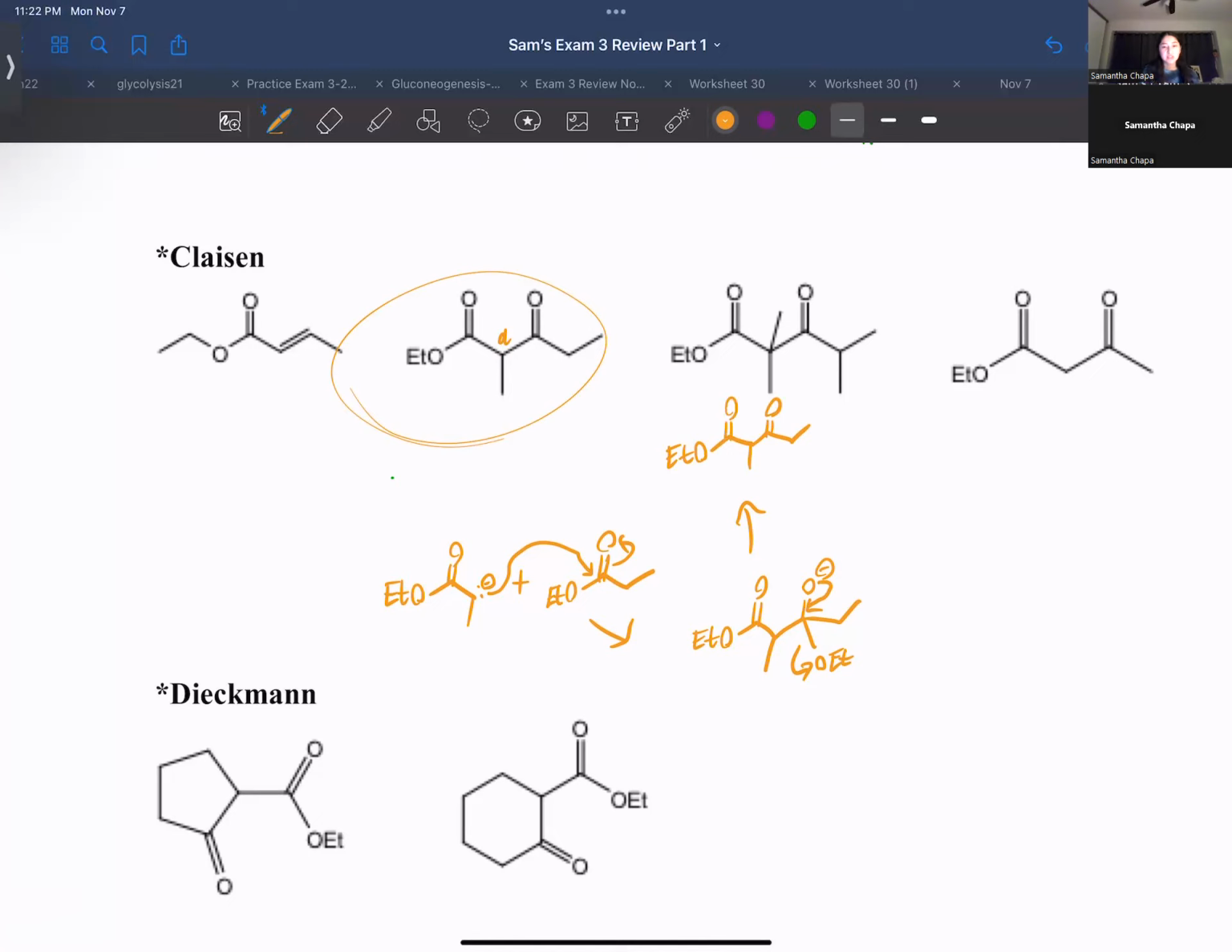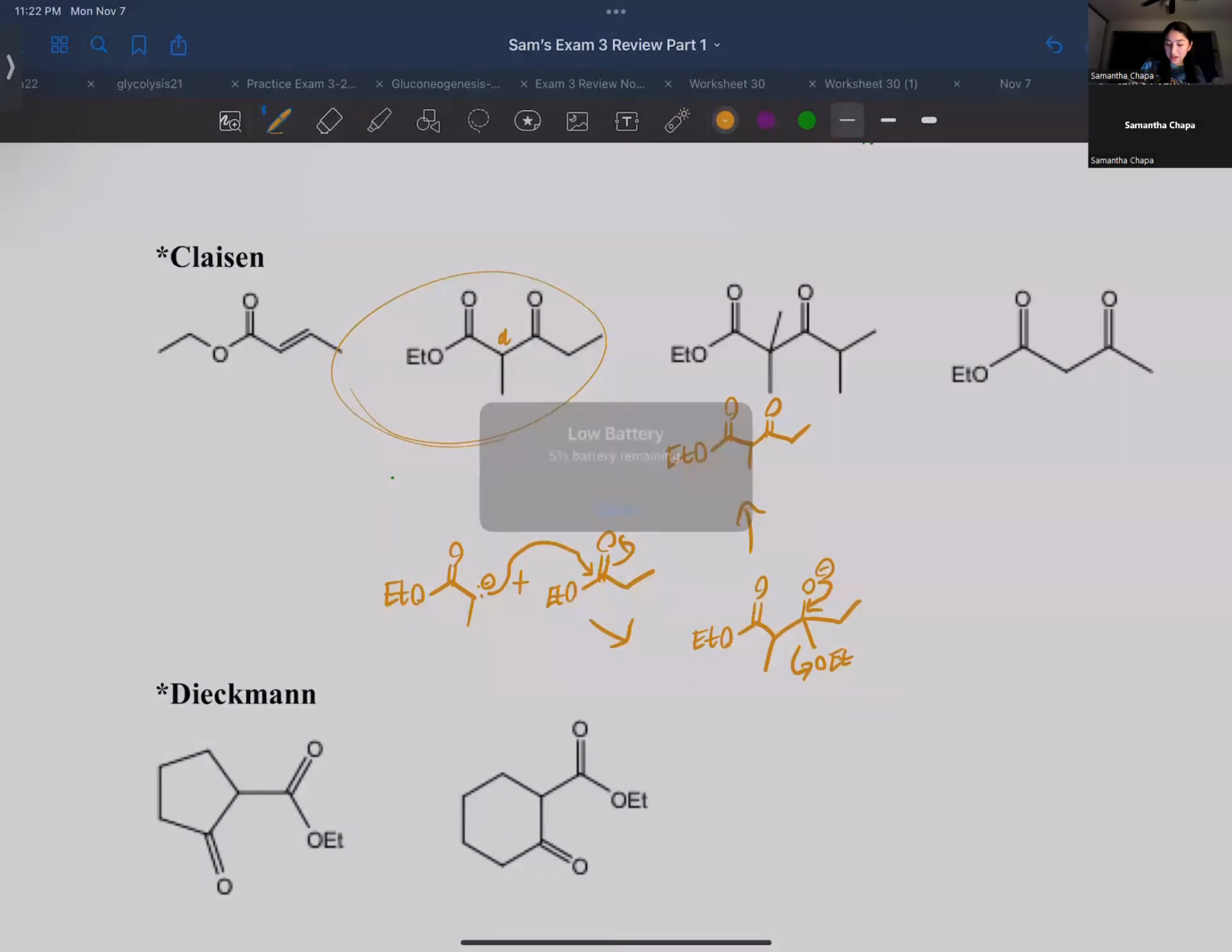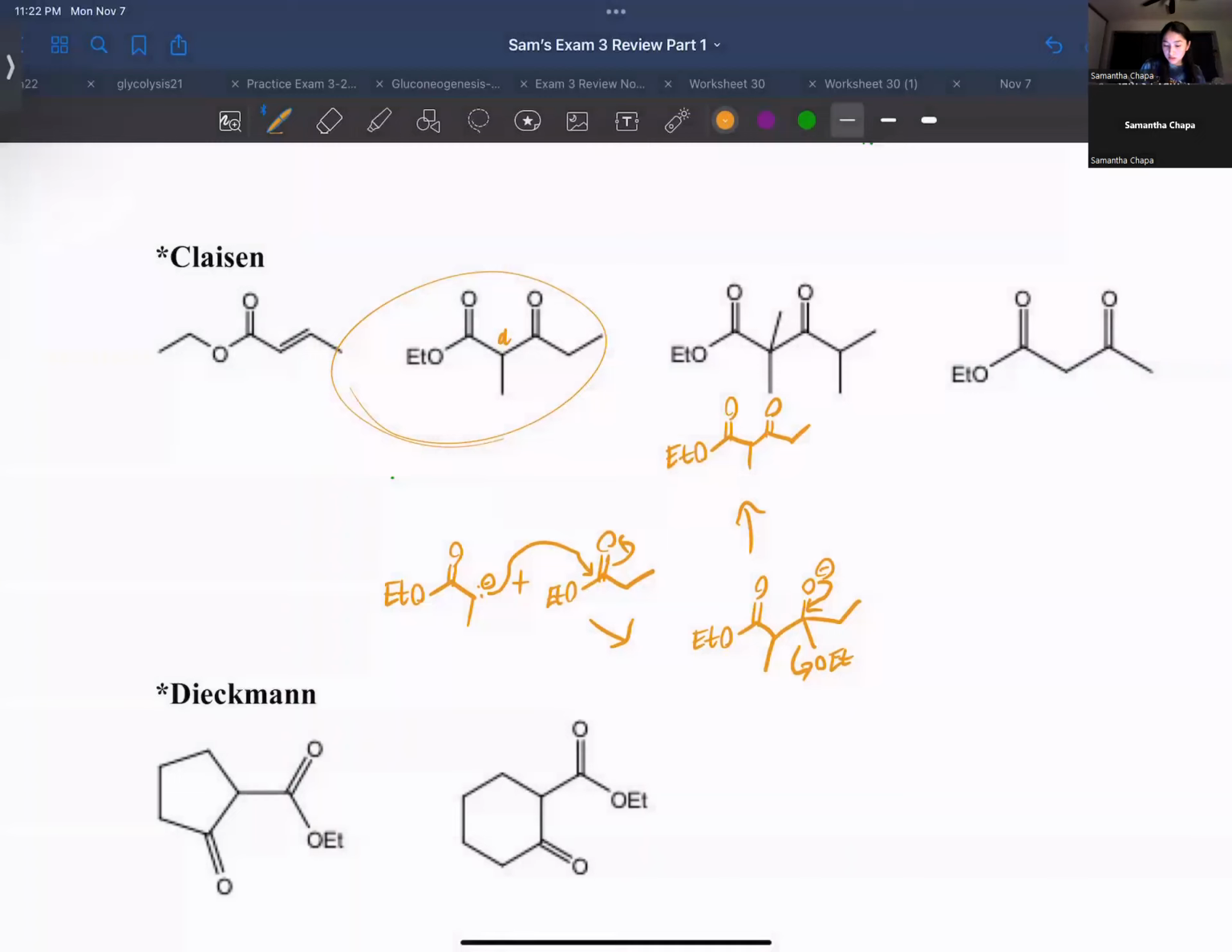So I used this to justify myself. So you should have two ester groups together, and just remember that one of your ester groups has a good leaving group, so one of them is going to leave. So locate your alpha carbon, and then you should have only a total of two ester groups.